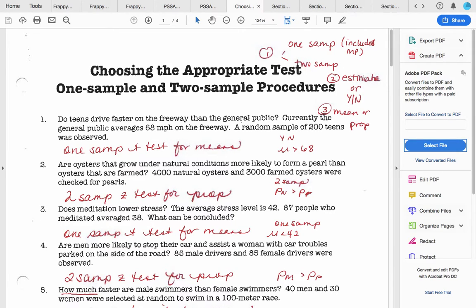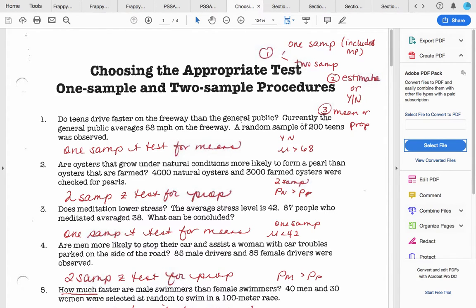You want to ask yourself, am I estimating something, or do I just want a yes or no answer? If you're estimating something, then you want a confidence interval. If you just want a yes or no answer, then you just want to do a significance test, because a significance test just tells you it's not that value, or it's greater than that value, or less than that value. And then you want to ask yourself, is it a mean or a proportion? Now, you don't have to go in any particular order. Sometimes I ask myself this one first.